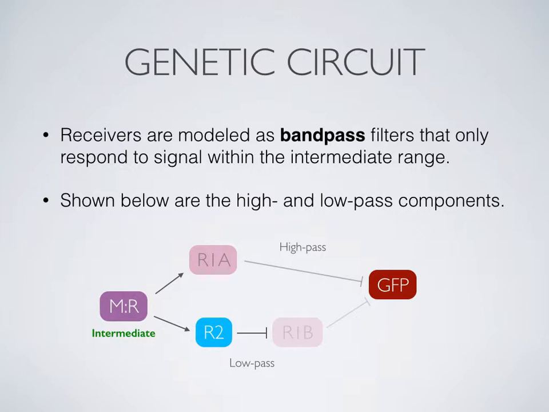Now it is very key that R2 is a much stronger repressor than R1A, since MR drives the production of R1A and R2 equally.